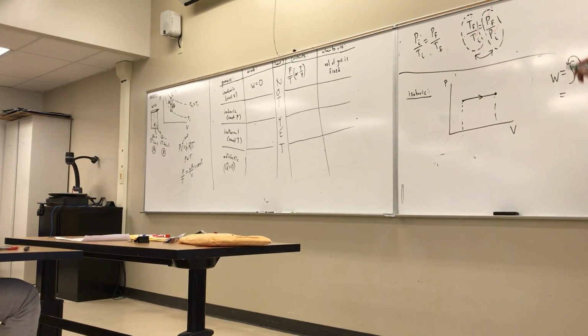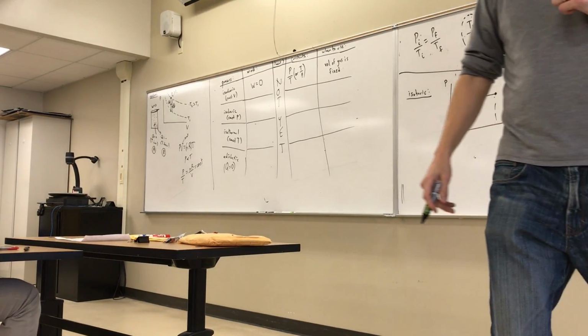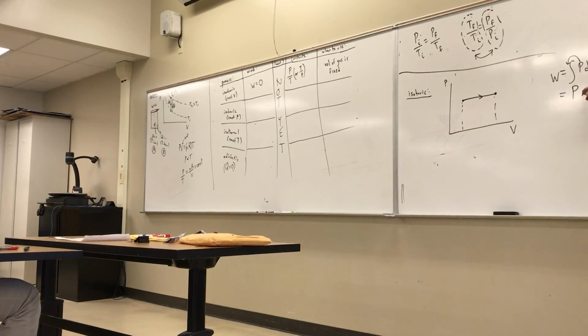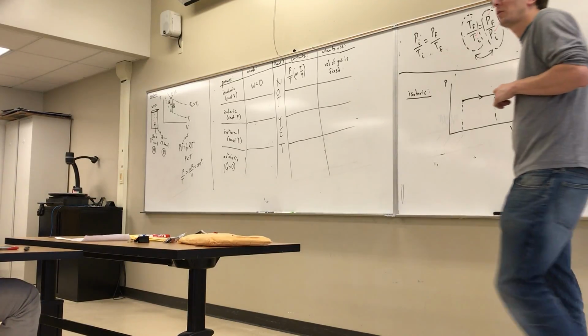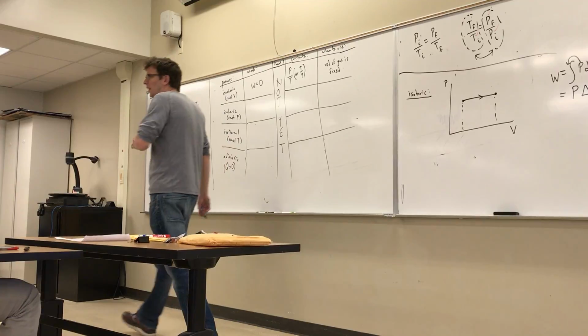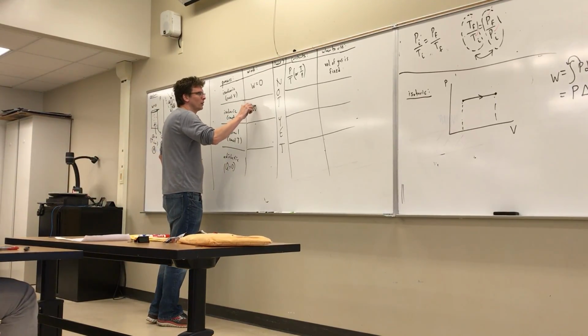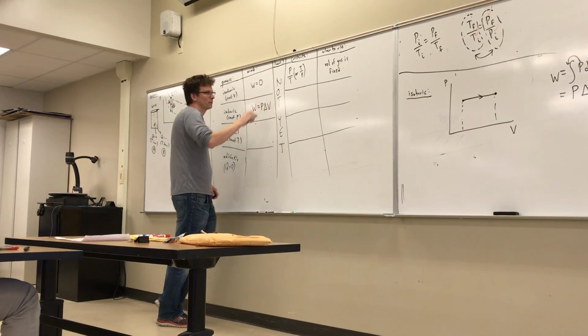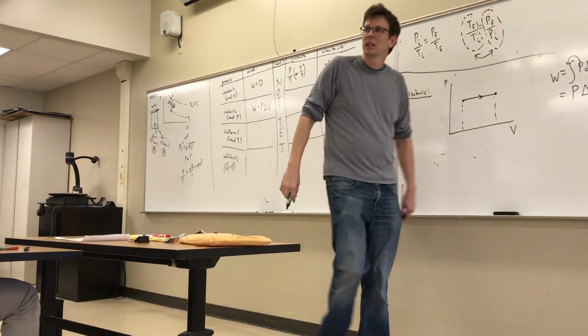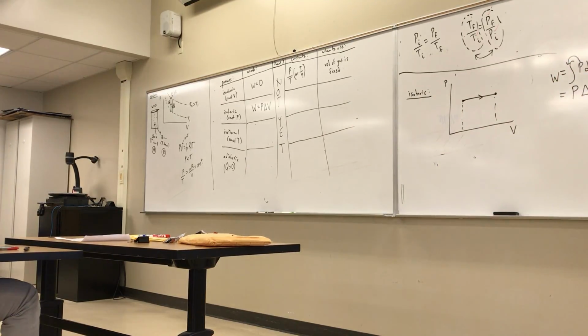Well, we're lucky enough to be able to factor the pressure out, and then integral of dV is what? Delta V. Right? So there's just your rectangle, height times width. So what's the work done in an isobaric process? P delta V. It does have a sign built in, by the way. If, as I have drawn here, the volume increases, then the work will be positive. If the volume decreases, then the work will be negative.